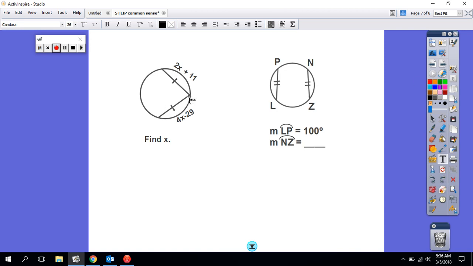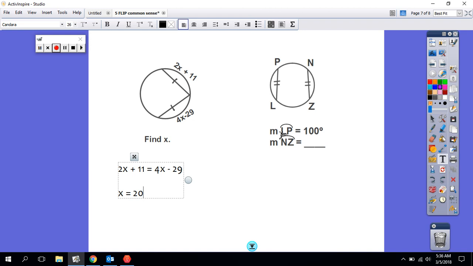Alrighty, for this one, notice that the two chords are marked congruent. That means that our arcs have to be congruent. So your equation should be 2x plus 11 equals 4x minus 29. And when you solve that for x, you should get x equals 20.